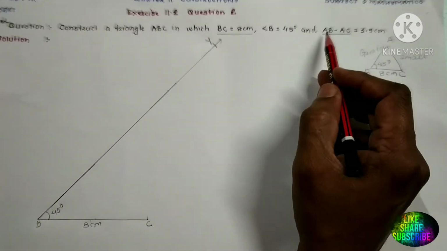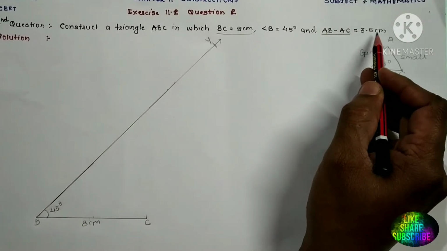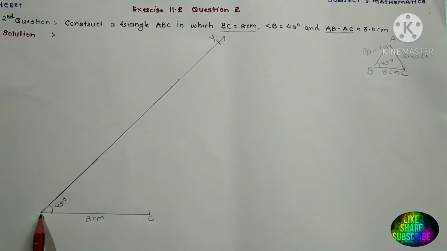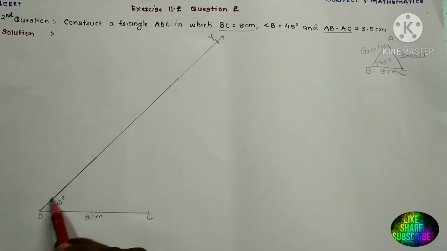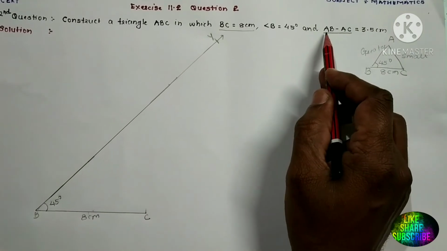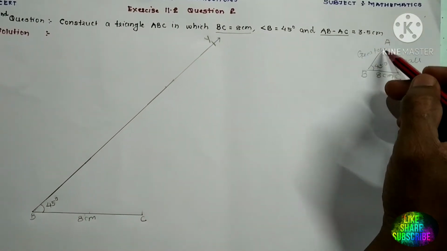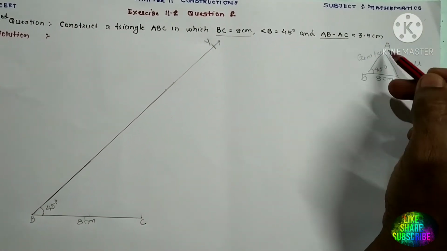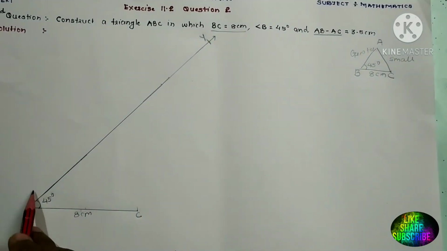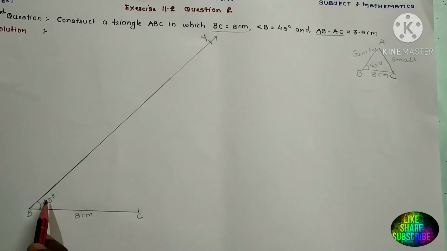Next step is AB minus AC is equal to 3.5 cm. This distance you have to show above the base BC. Means here you have to show. Why? Here AB is greater than AC. See, AB is greater than AC. If this AB side is greater, then you have to show this 3.5 cm above the base.